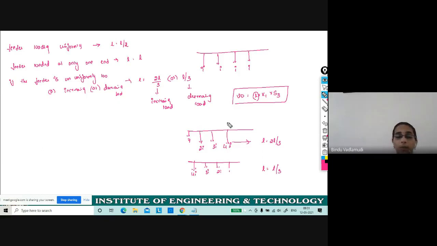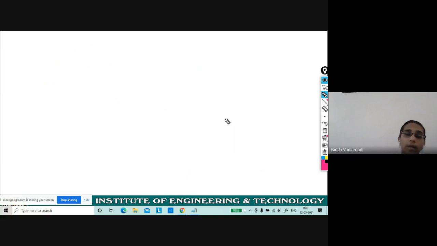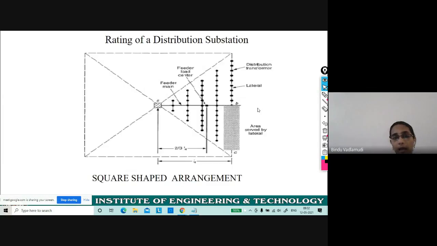Did all of you understand? Okay, can we move to the next one? Is it clear? The next one is the square shaped distributed service area.